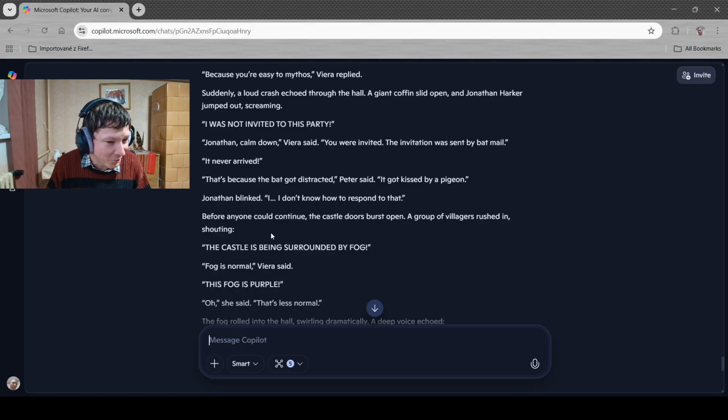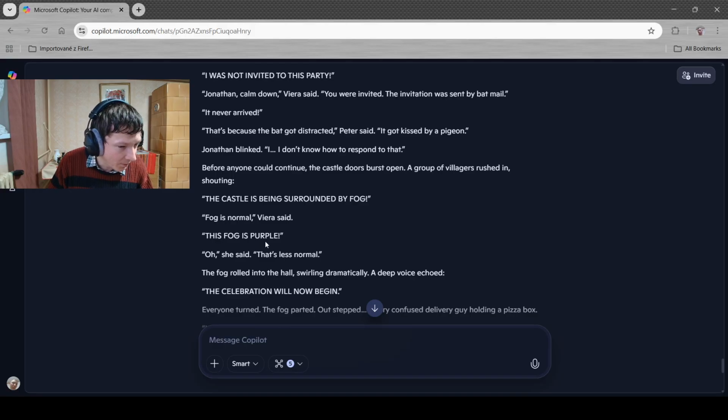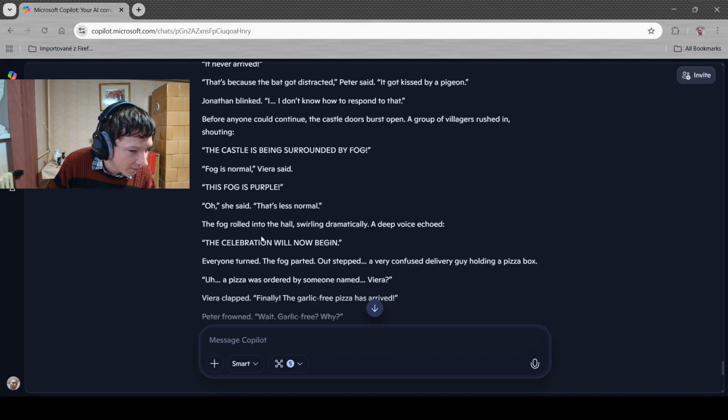Before anyone could continue, the castle doors burst open. A group of villagers rushed in, shouting, The castle is being surrounded by fog. Fog is normal, Viera said. This fog is purple. Oh, she said. That's normal. The fog rolled into the hall, swirling dramatically. A deep voice echoed, The celebration will now begin. Everyone turned. The fog parted. Out stepped a very confused delivery guy holding a pizza box.